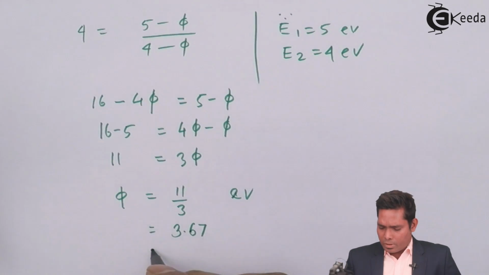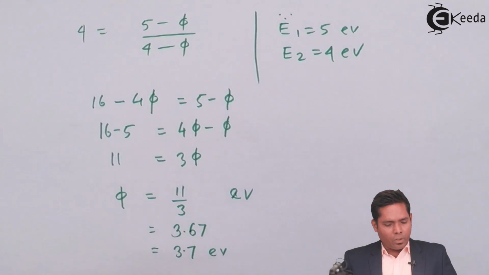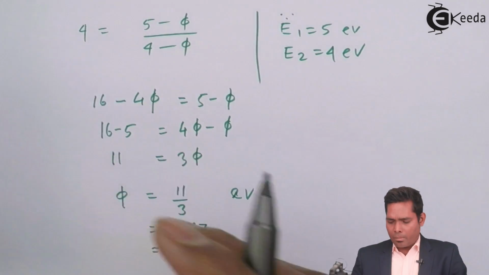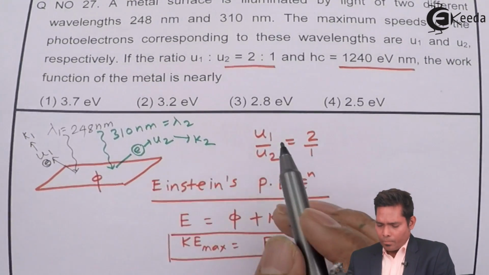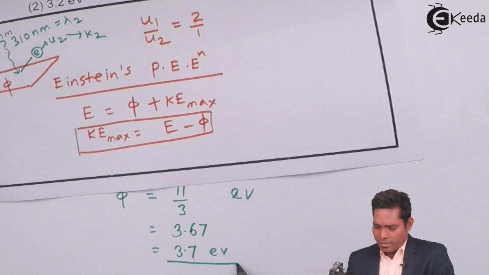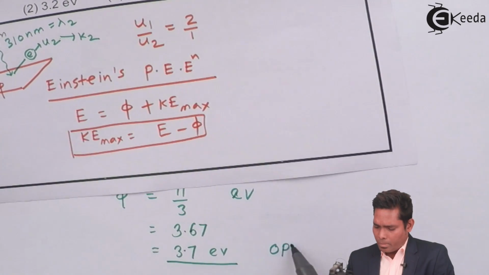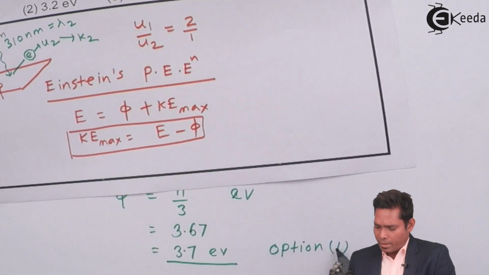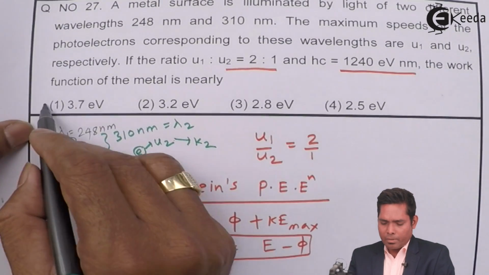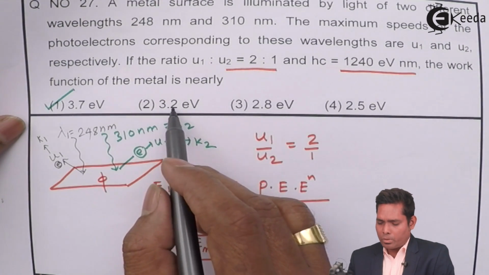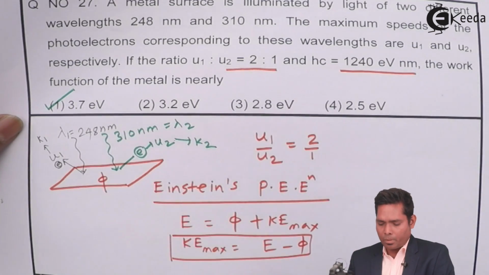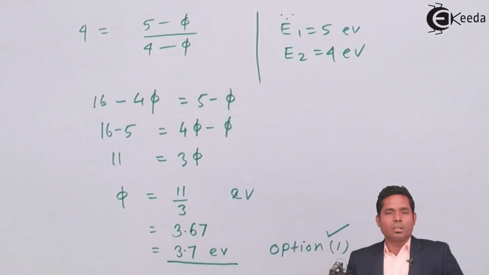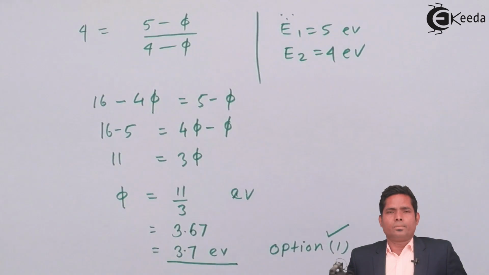If you round this off, it will be 3.7 electron volt approximately. If we look at the available options, 3.7 is here. We are also getting 3.7 electron volt. So option number 1 is correct. The other option, 3.2, is not possible, and these are less than 3. So this is the only option possible. So this is the answer to this question. Thank you.